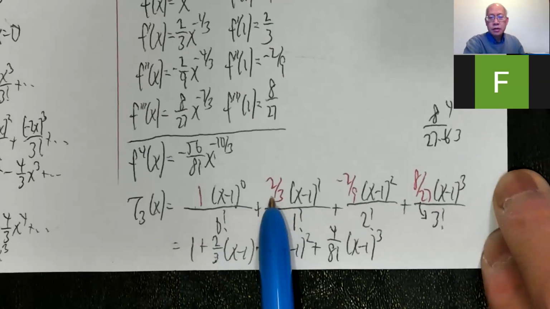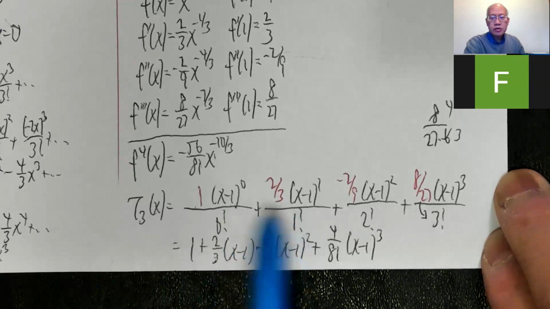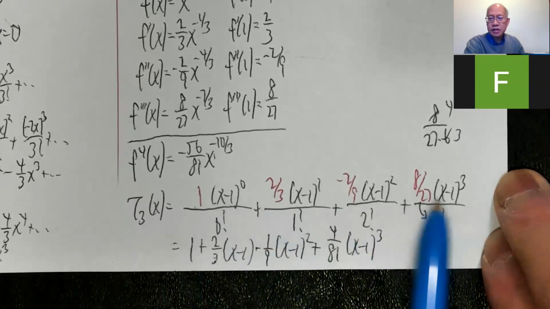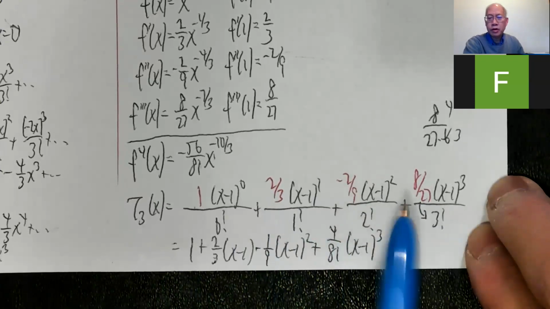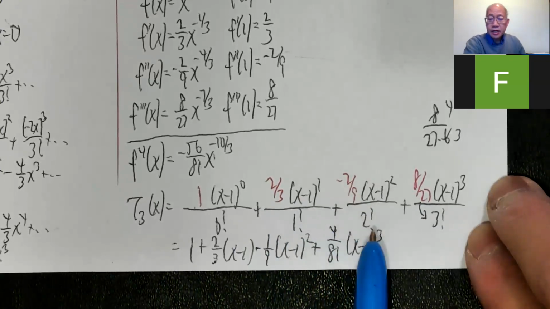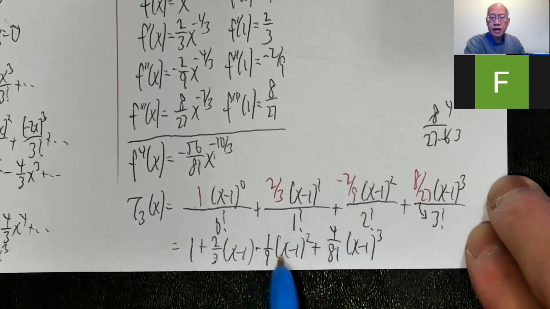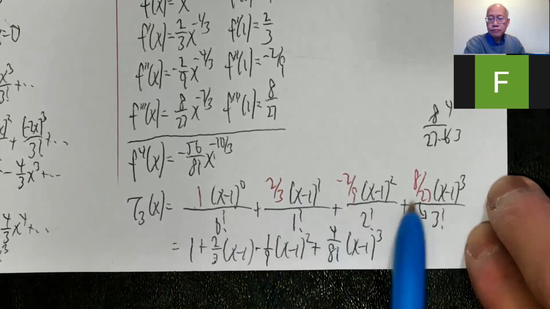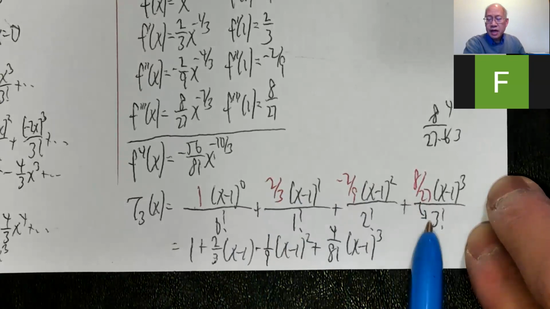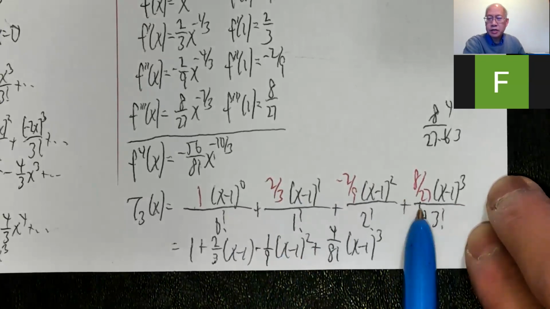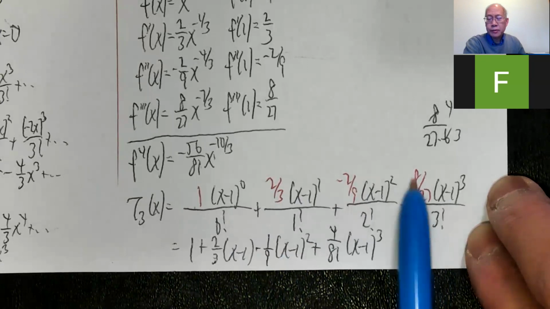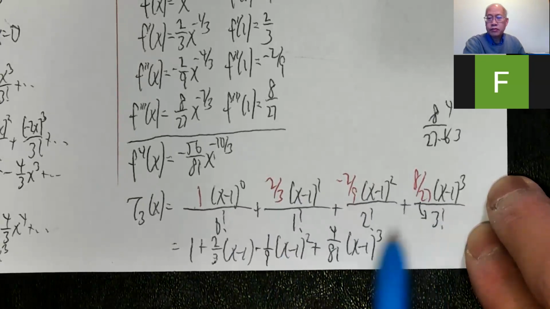That's 1 plus 2/3 times x minus 1. These two are usually pretty easy. This one's a little bit harder, and this one's the hardest. So by the time you do this one, you're glad you only have to do 4 terms quite often. Okay, let's see. That 2 is going to cancel that 2. So minus 1/9 x minus 1 squared plus 8 over 27 times 6. If you reduce the fraction, it's 4/81. You can take my word for it. That's just arithmetic. 27 times 6. 8 and 6 are both divisible by 2. Take out the 2. 4/3 times 27. So 4/81 x minus 1 cubed.